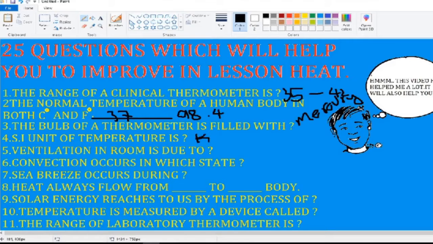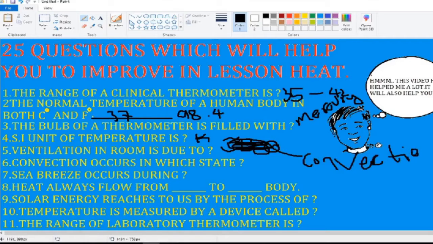Ventilation in a room is due to what? Ventilation in a room is due to convection. So what is convection and why is it convection? Think this is a room, this is a window of it, and here there is the hot and warm air which is also not pure. So this fresh air replaces this air and this goes out. This replacing process happens until it comes to the room temperature. This process is known as convection. I hope you all know this, convection.